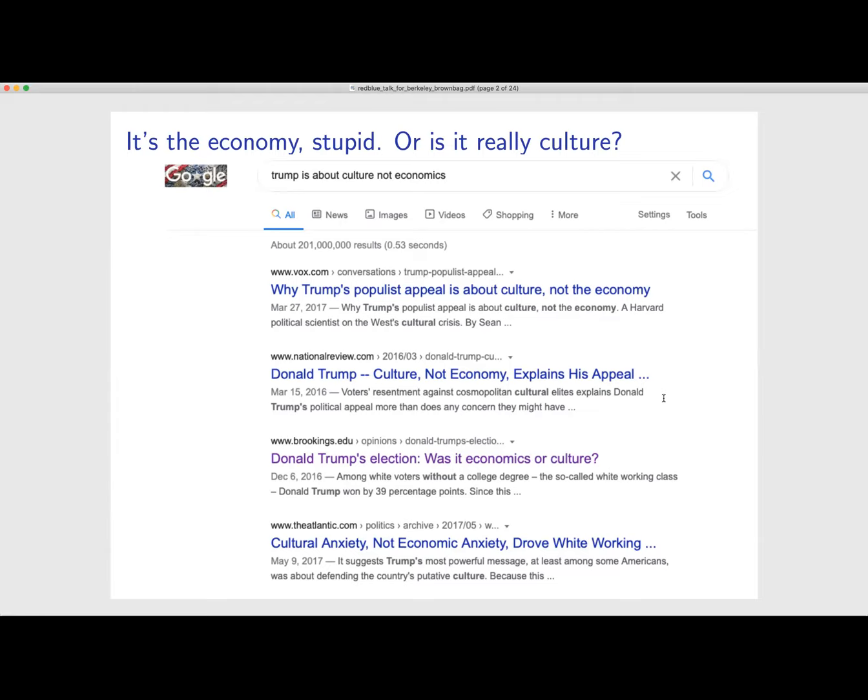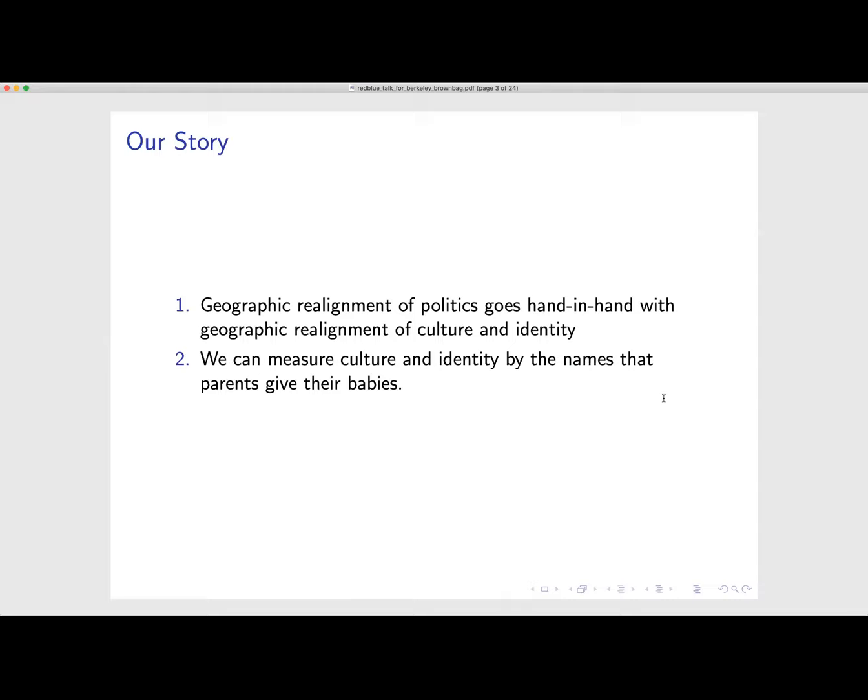And so the story that I'll be telling is that indeed the geographic realignment of politics goes hand in hand with the geographic alignment of culture and identity. And I use the words hand in hand as shorthand for, I'm not saying causes, and I'm not even going to use the word associated because Leo gets his model of association here. So hand in hand just means we're not going to talk about causality particularly, but they go together.